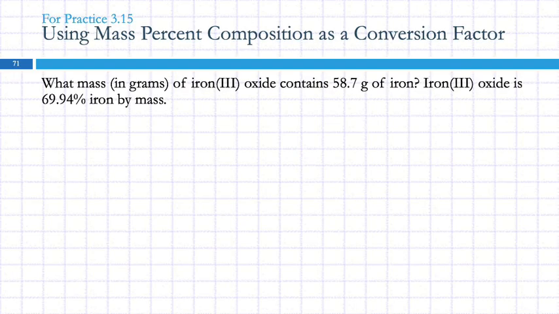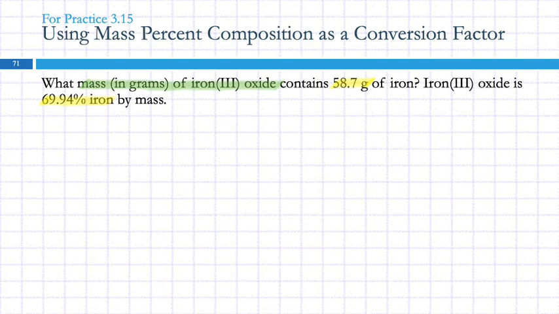What mass in grams of iron(III) oxide contains 58.7 grams of iron? Iron(III) oxide is 69.94% iron by mass. Again, let's see if dimensional analysis will work. So I've got a couple of numbers there. The question is: what mass in grams of the compound?